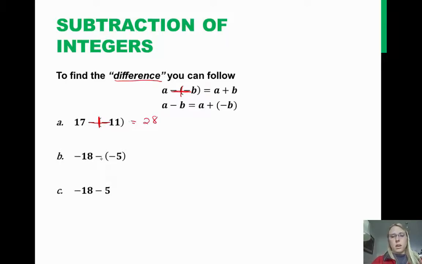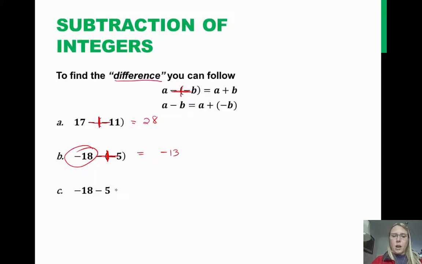Now this one is -18 minus a minus 5. I'm once again going to make that a plus. So -18 plus 5. We have two different signs in this case, so we're going to subtract. So 18 minus 5 is 13, and keep the sign of the larger number. Well, our larger number in this case is -18, so we'll keep the sign here.